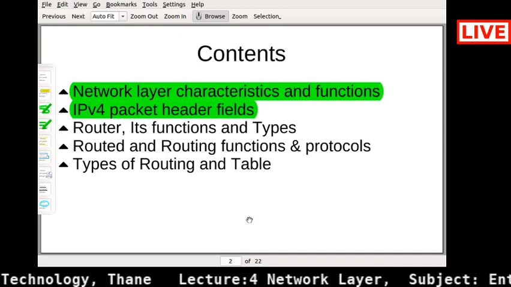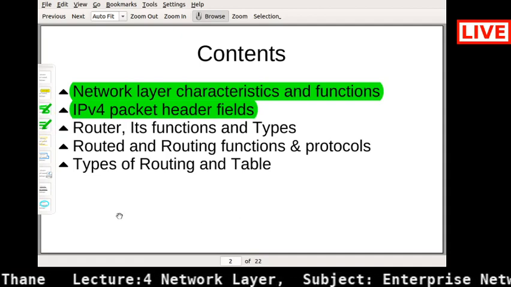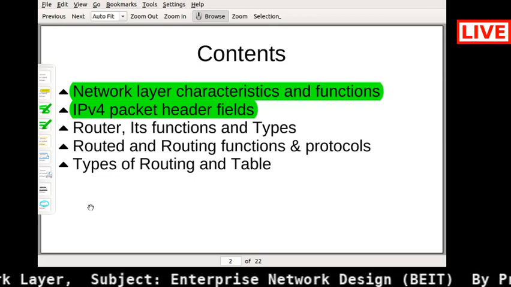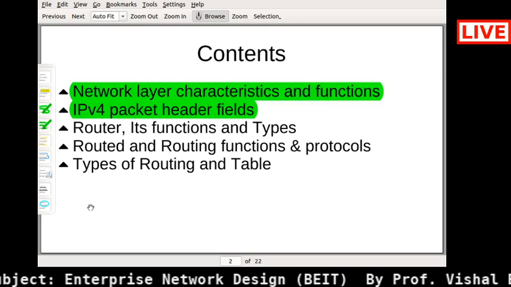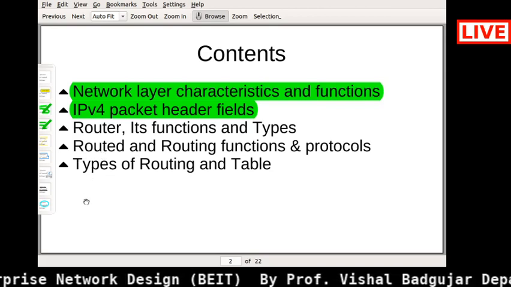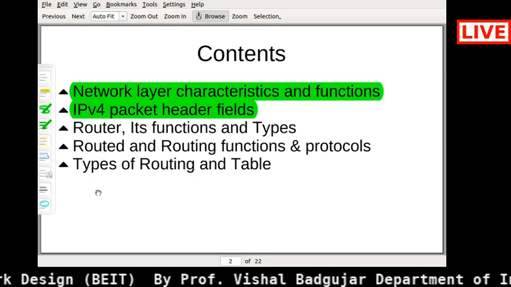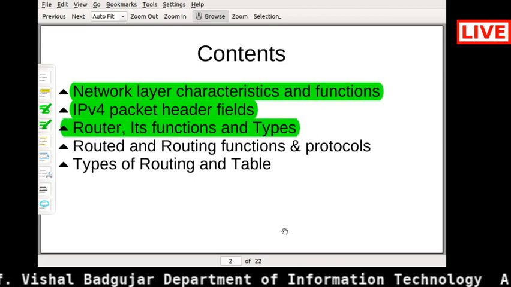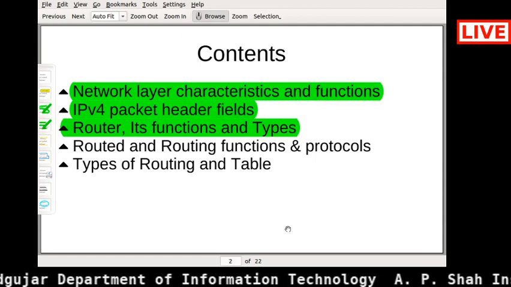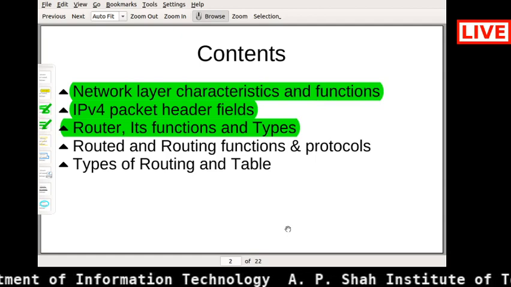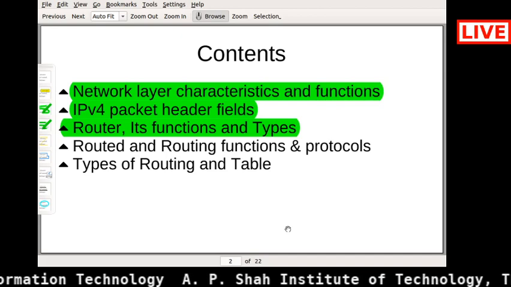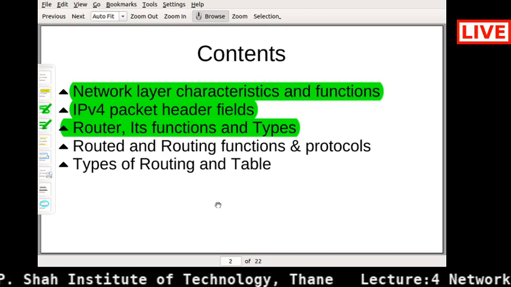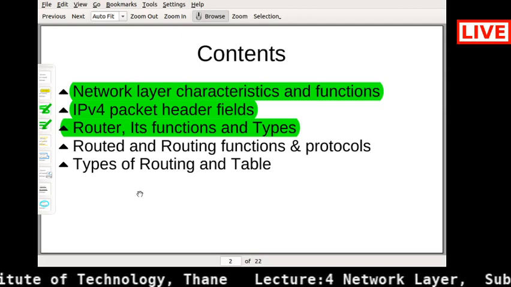What are the different header fields, what do we mean by source IP address and destination address, what is the length of the header, and what are the different fields that we will see. Then we will see the router, its functionality and the types of routers, because the router is used as the intermediary device at network layer 3. We will see its function and the different types of routers.